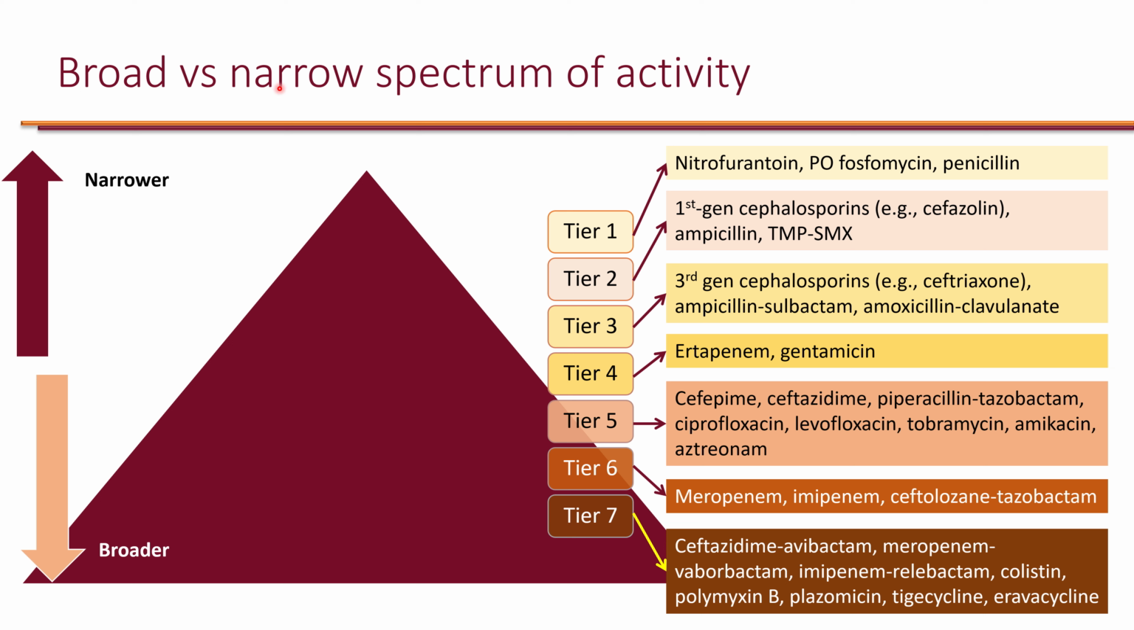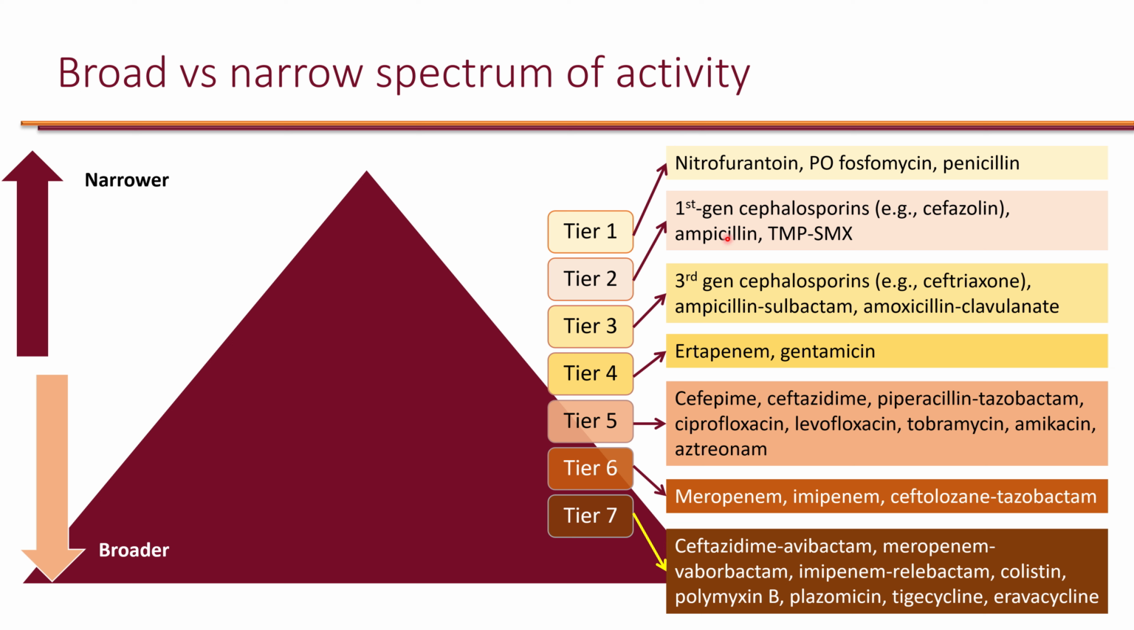And broad versus narrow is not really a head count of how many organisms are covered by a specific antibiotic, but rather it is the propensity of causing collateral damage. So tier 1, which is considered pretty narrow, is essentially the urinary antibiotics, so nitrofurantoin and oral fosfomycin, as well as penicillin. So penicillin is considered the narrowest antibiotic when it comes to beta-lactams, and nitrofurantoin doesn't really go anywhere in the body other than the urine, so these agents are unlikely to cause collateral damage in the body.